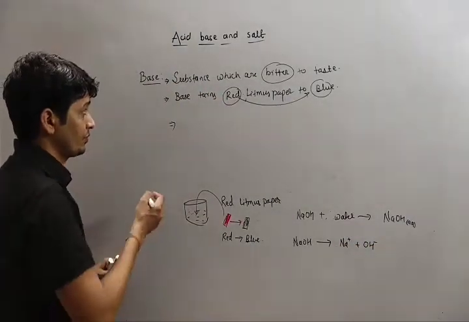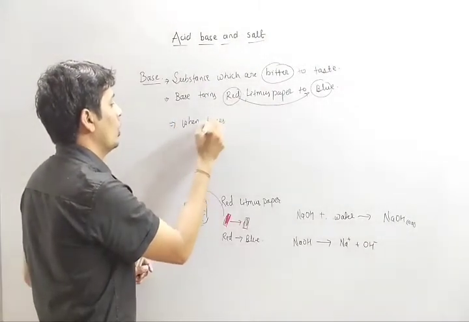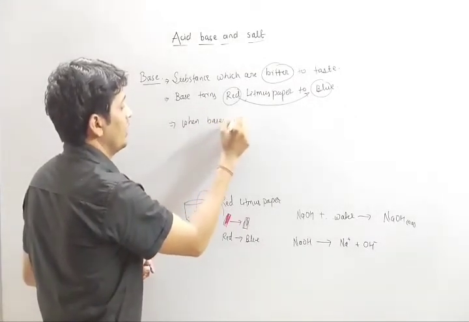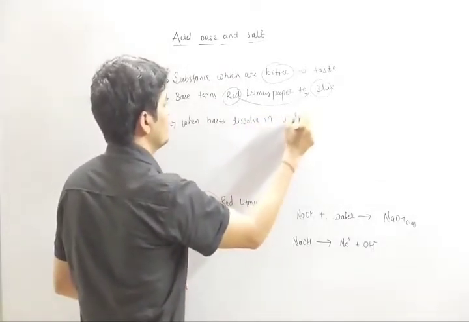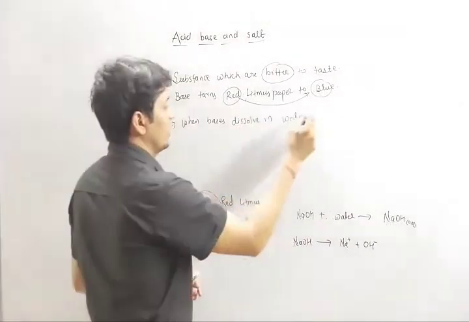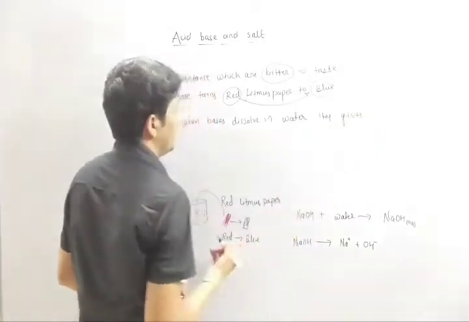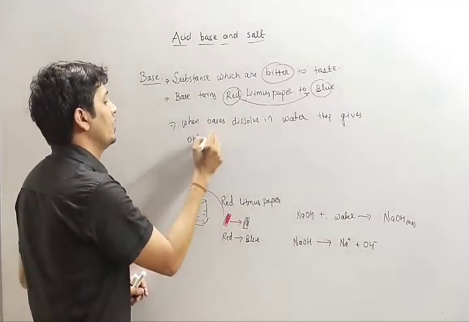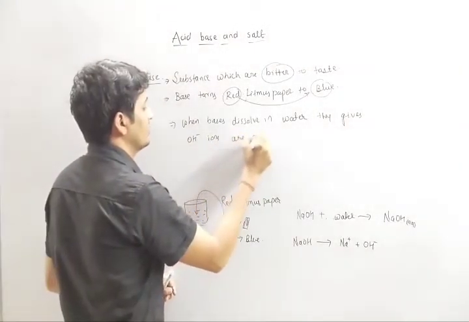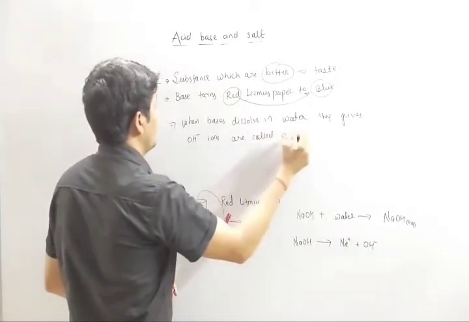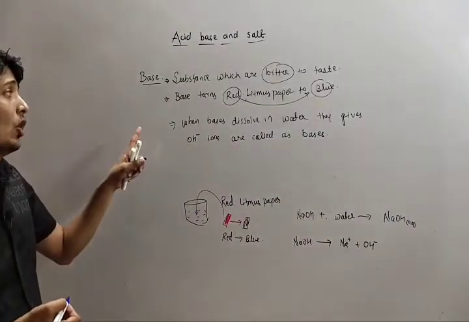So we can write: when bases dissolve in water, they produce OH negative ions. Substances that produce OH negative ions are called bases. Okay, so this is all about bases.